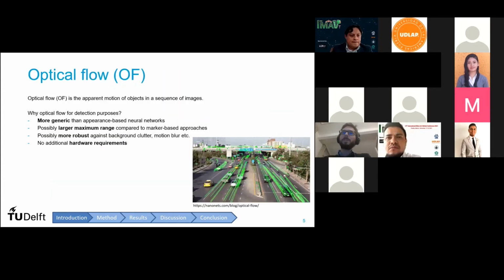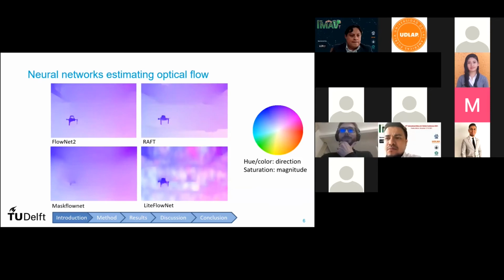So it may be that another drone is black and the background is also a bit black, but if it moves, then you can still see it because of the flow. And there are no additional hardware requirements. So sorry for my slides changing with the timer. I didn't do this before, but anyway.